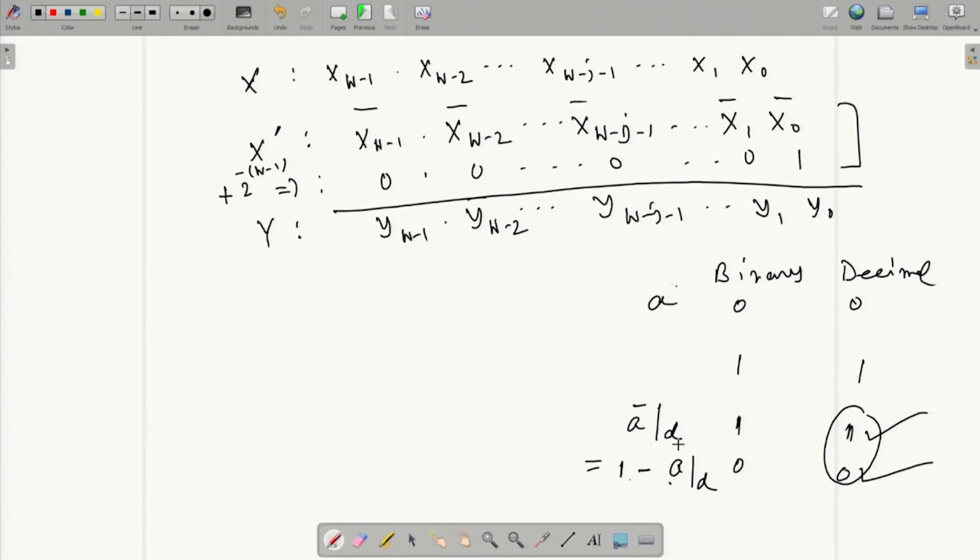And now it is very clear, if a was originally binary 0 and therefore decimal 0, by this formula 1 minus decimal 0 is 1, which is decimal 1, and a bar should be decimal 1. So, this is matching. Similarly, if a was binary 1 and therefore decimal 1, by this formula 1 minus 1 is 0. So, a bar by this formula is 0 in decimal domain, and that is matching. A bar should be 0 and I am getting 0. So, that means any complement will be 1 minus the original in decimal domain.